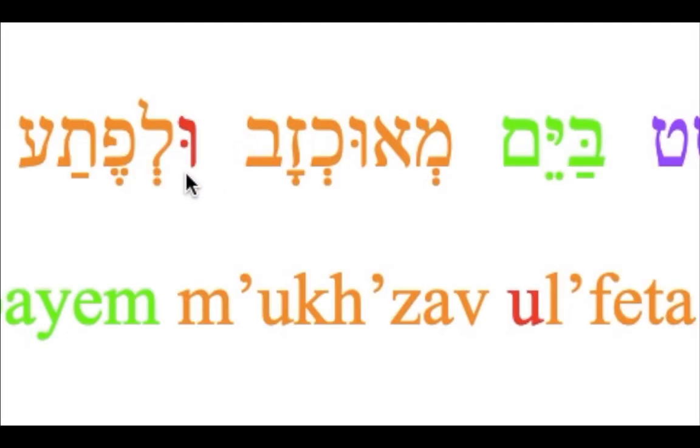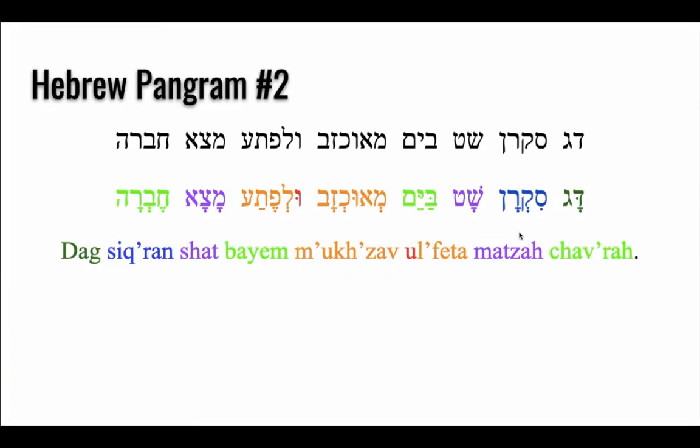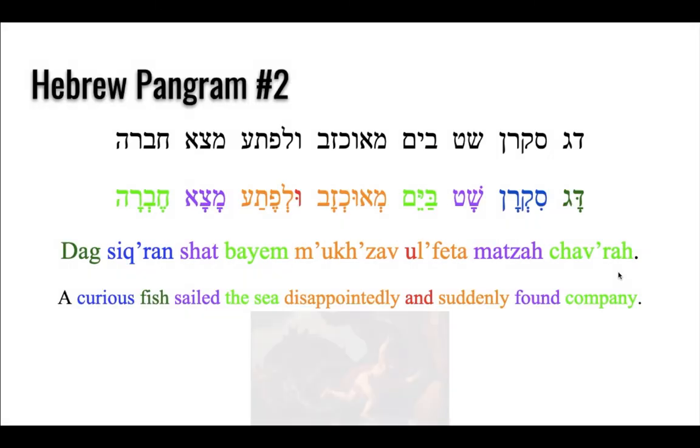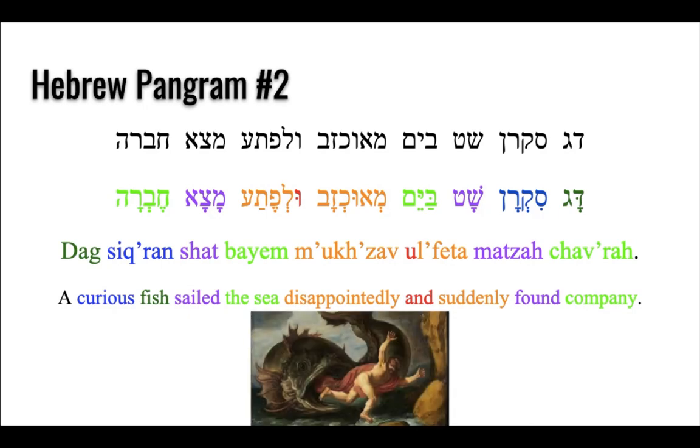This is one of the examples where if you have a letter vav and a lamed, it is u instead of the le. Let's see what this means. A curious fish sailed the sea, disappointedly and suddenly found company. It does kind of remind me of the book of Jonah with the fish and all that.